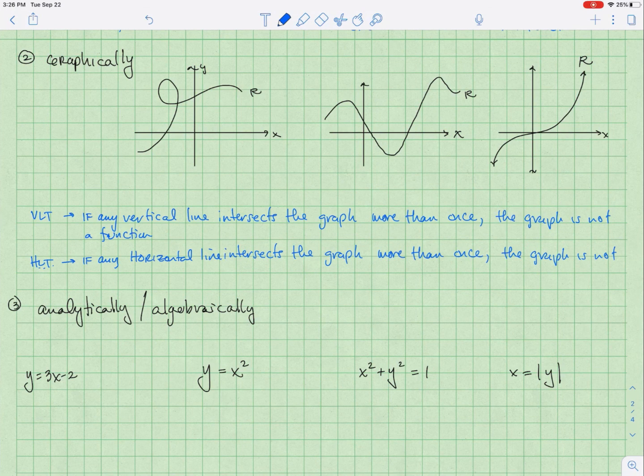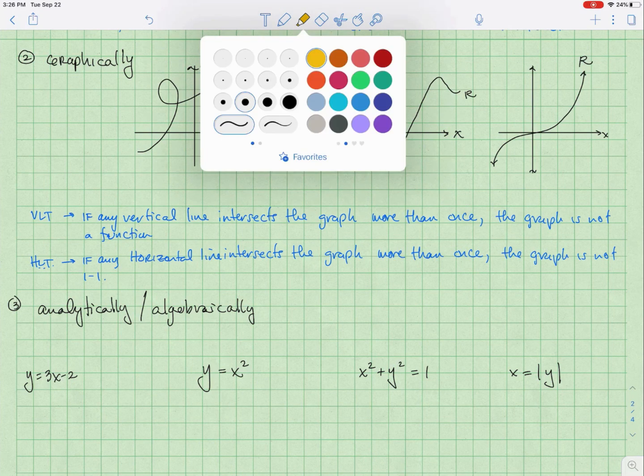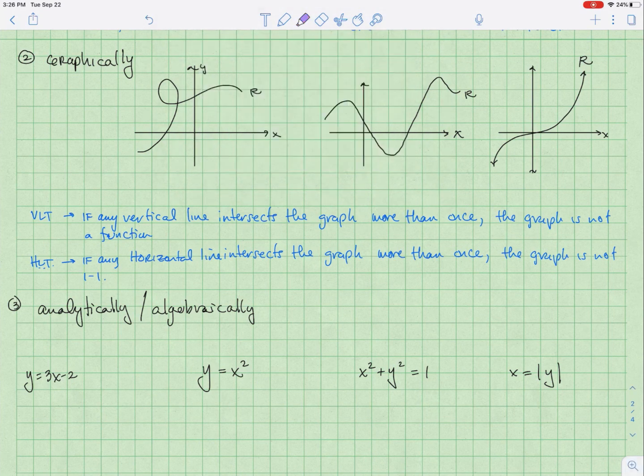If a vertical line intersects the graph more than once, the graph is not 1-to-1. So here we go. If I just draw a simple vertical line here, there's a vertical line, and it only seems to hit this graph once at that location. But if I bring it over here, it's going to intersect this graph multiple times.